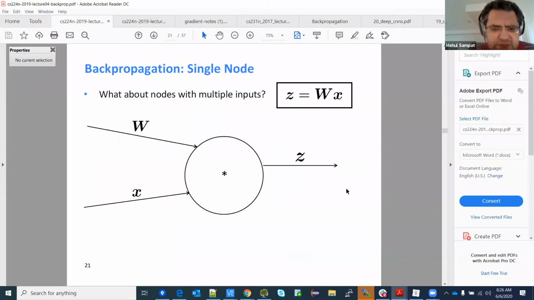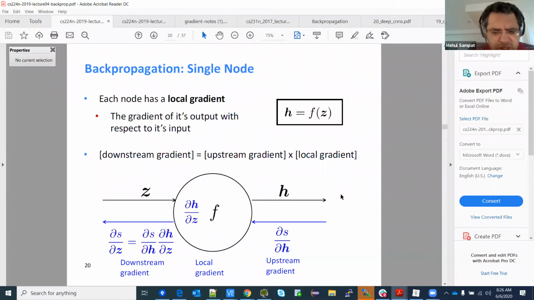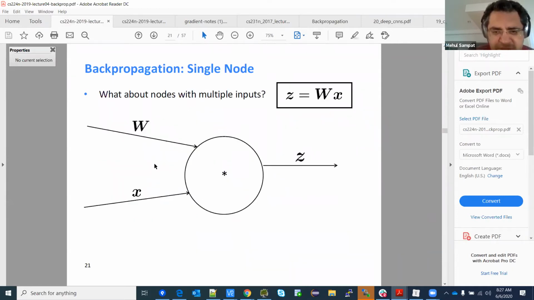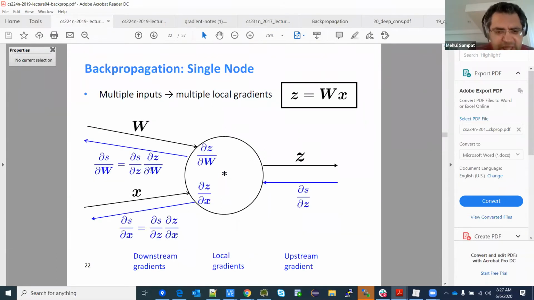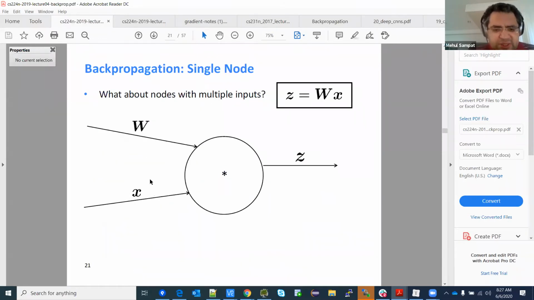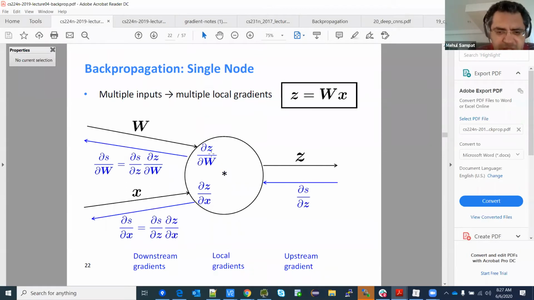Before we go to the example, there's one more thing. So far in the graph, we have only a single input coming into a node, only Z. But what happens if there are multiple inputs, like W and X? If you have two inputs coming into the node, and Z is just W times X, you have two local gradients: del Z by del W, how does Z change when W is changed, and del Z by del X, how does Z change when X is changed.